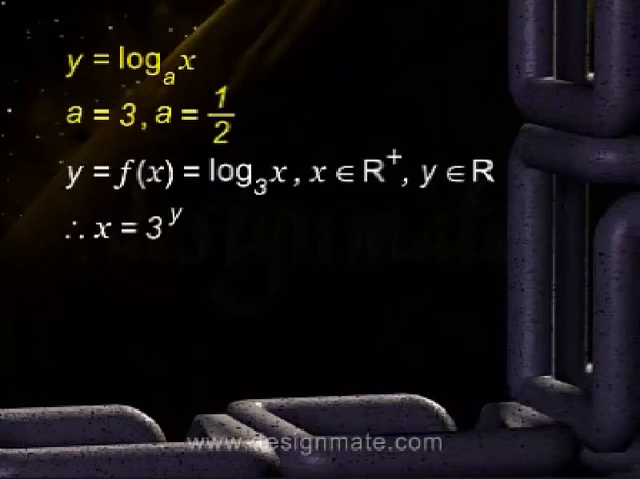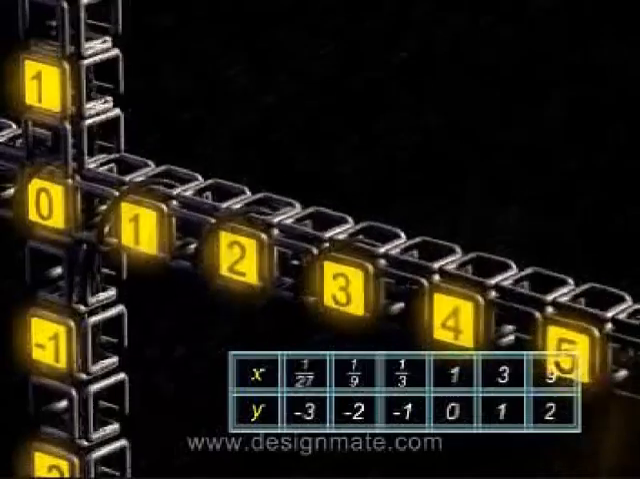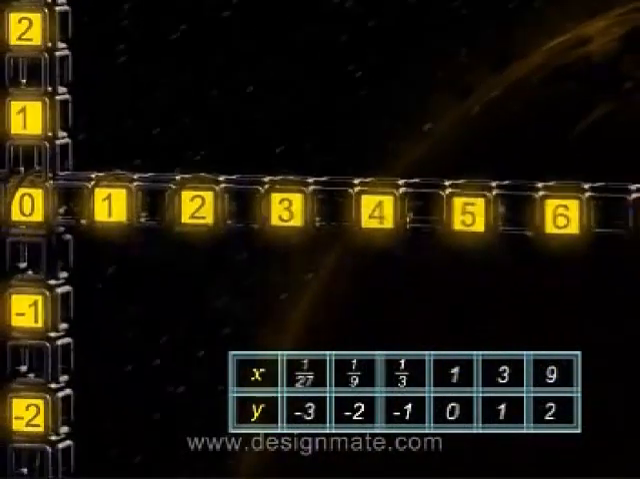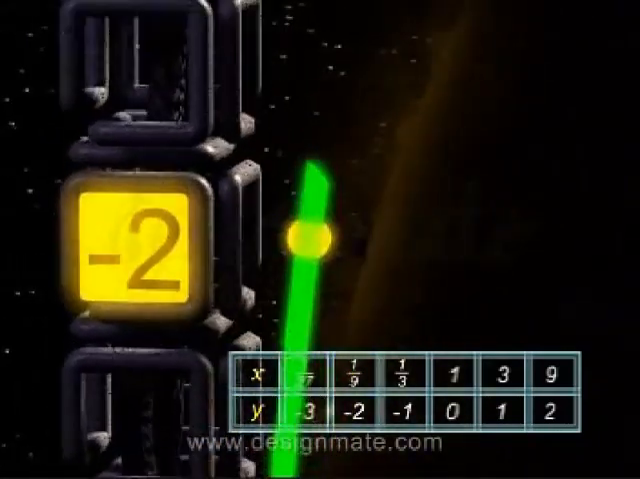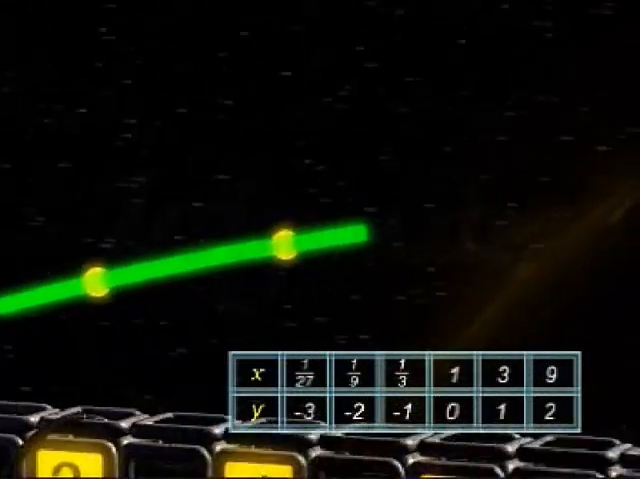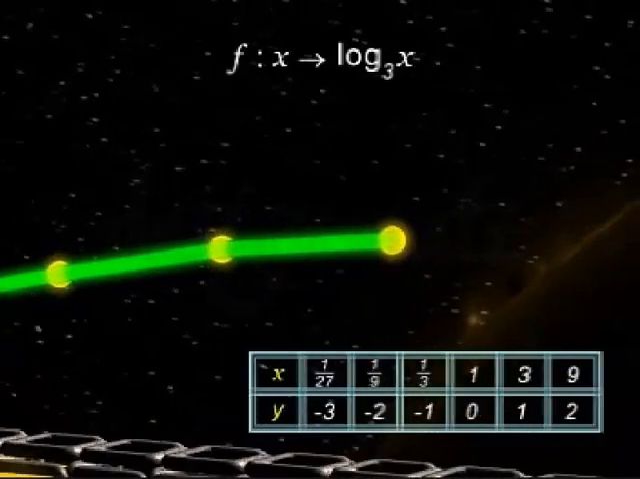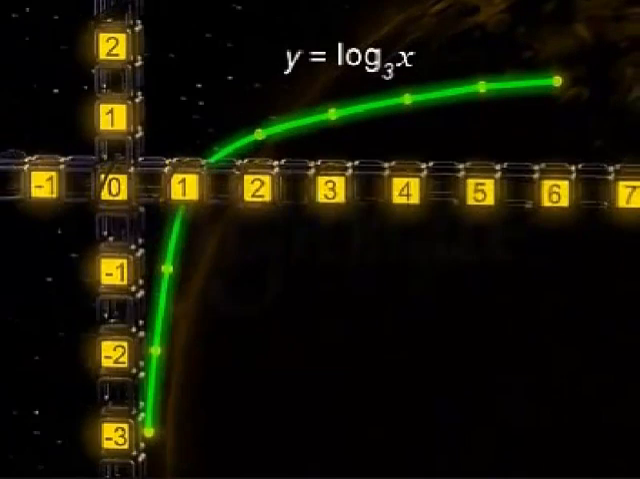Therefore, x is equal to 3 raised to y. For a few particular values of x, we find the corresponding values of y and tabulate them. Plotting these points and joining them by a smooth continuous curve, we get the graph of the function y = log x to the base 3.